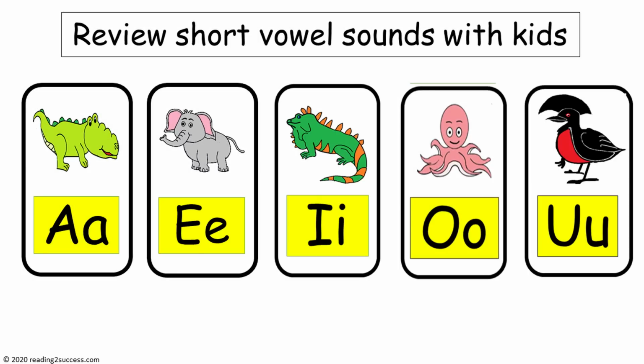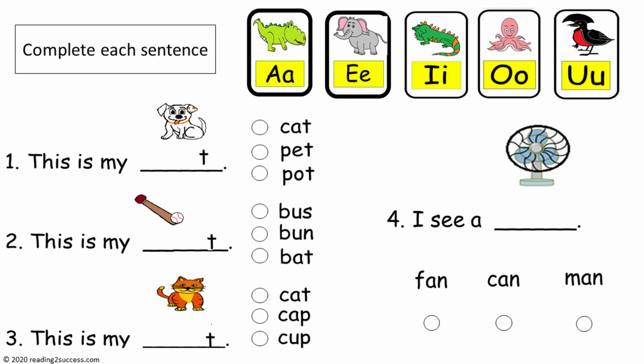Now we want to move to guided practice where kids take a more active role in determining the word. But before we do that, review the short vowel sounds with kids. Alligator. Elephant. Iguana. Octopus. Umbrella. This is a practice page kids will be working on, and we do have the sound letter teaching cards there so they can refer to the short vowel sounds.